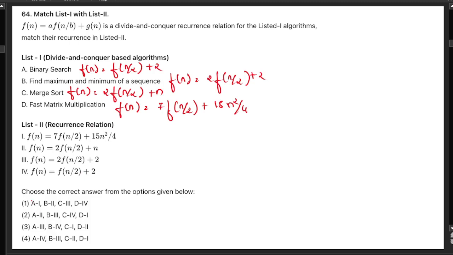So from this, what can we say is the answer? A is matching with the fourth one. So we can directly eliminate option 1, option 2, option 3, and we can say that option A is absolutely correct. So I hope you got this question, everyone. Let's see the next question.